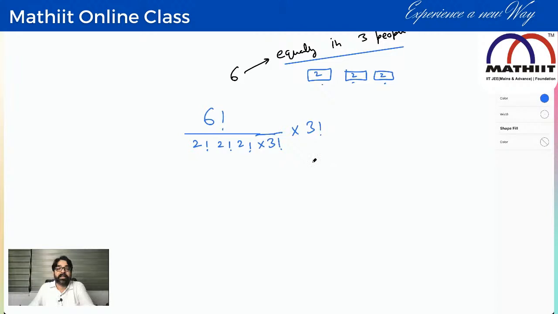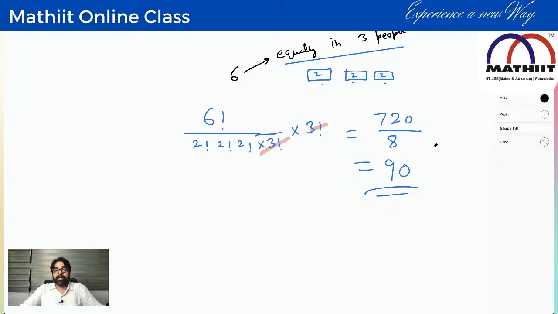Now you can see very clearly that these will get cancelled, and 6 factorial is equal to 720 divided by 2 into 2 into 2 into 8. So the answer will be 90. So 90 is there. I hope now it's clear to everybody. Can I go ahead now? The next segment.